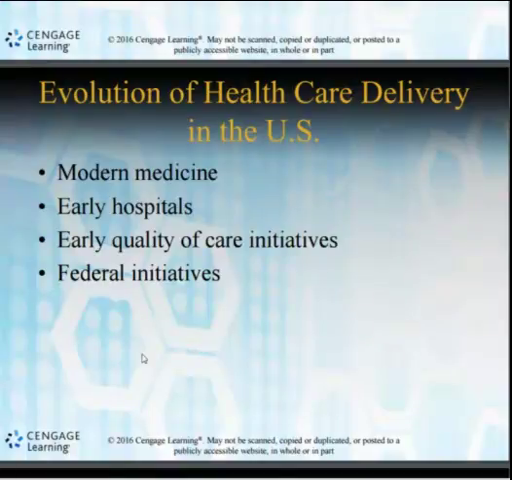We have the EMTALA over in 1985. That was the anti-dumping. It kept facilities from not treating patients based on whether or not they had insurance. They weren't being screened. 1986, we had the National Practitioner Database, NPDB, and this is where you can see about the practitioner's credentials, malpractice, any adverse actions that's been taken against those physicians.